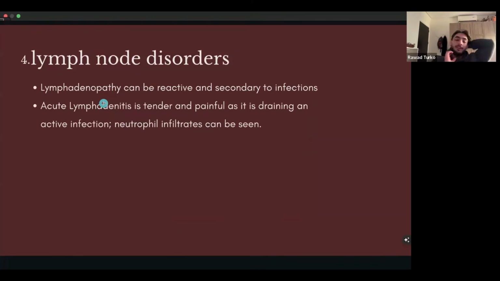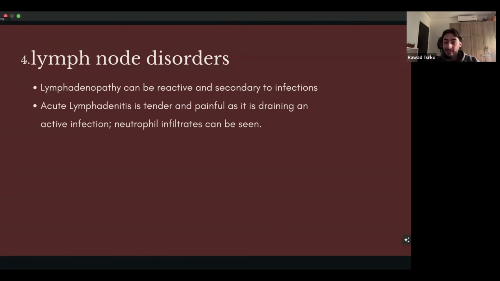Okay. Now, acute lymphadenitis, which is usually occurring because of an ongoing infection, like in this patient that we talked about here, the lymph node itself is going to be tender and it's going to be painful, and sometimes it's going to be draining an active infection, and you're going to see exudate and neutrophil infiltrates. Okay. This is a good sign. That means that all it is, is our body is fighting off some sort of infection. And because of that, all of these immune cells are going in and occupying the space in the lymph node. And you're going to get acute lymphadenitis, which is tender and painful.